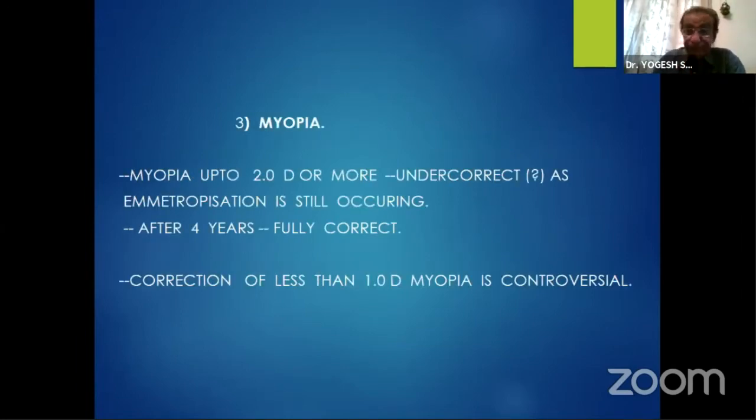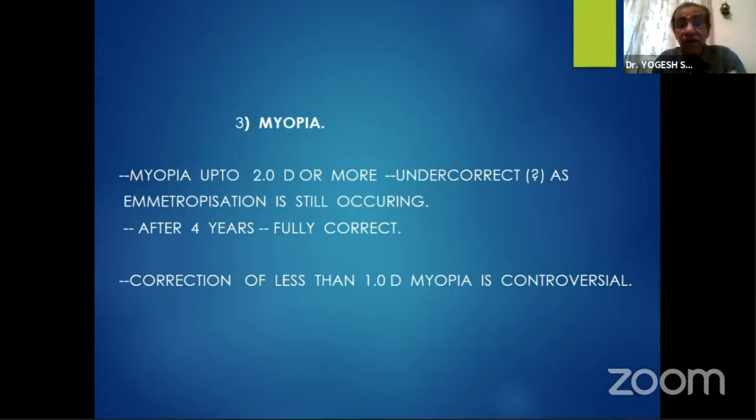Myopia. This is a big area of discussion which has been going on for a long time. Myopia up to 2 diopters, undercorrect. That has been the normal teaching, as emmetropization is still occurring. See, if a myopia is less than 2 diopters, and if you correct it at 4 years, that stimulus for emmetropization would disappear, and then the process of emmetropization would stop there, and the myopia would progress. But after 4 years, correct fully.